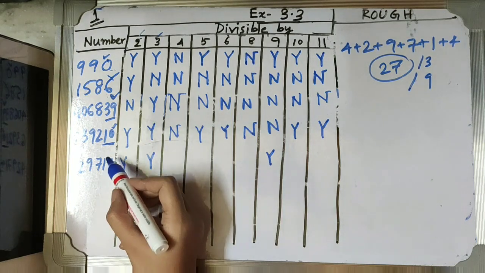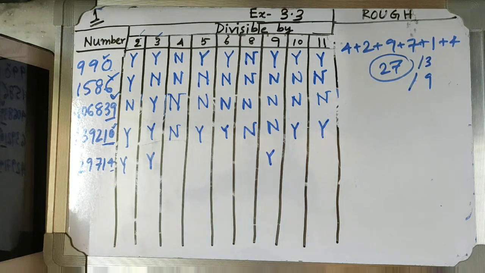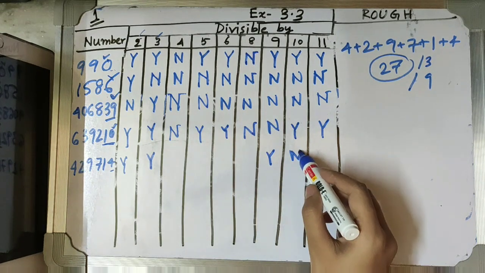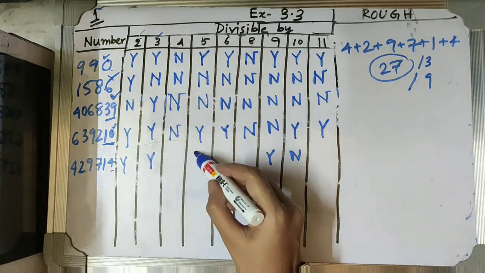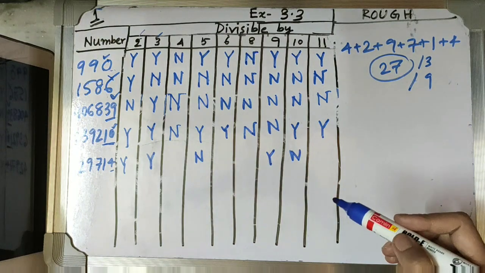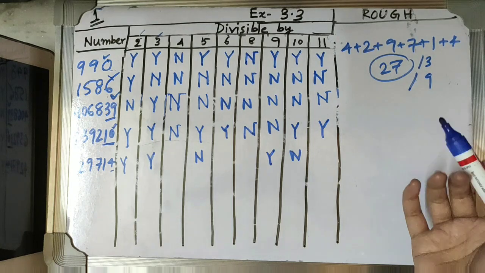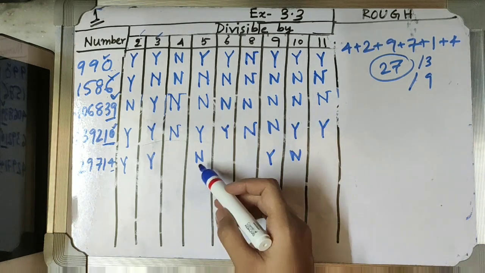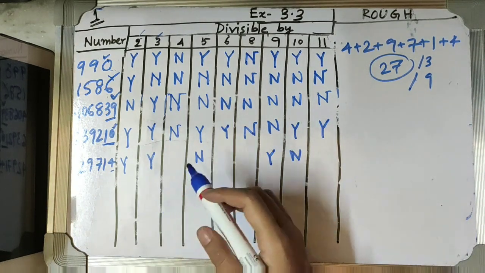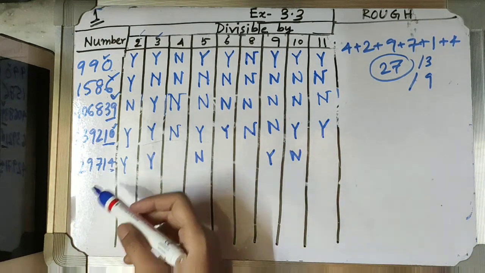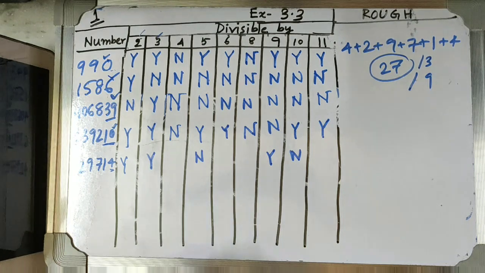Okay, now it does not have 0 at its unit place, so it is not divisible by 10. Since it is not divisible by 10, it is not divisible by 5, because 5 is also a factor of 10. If the number is not divisible by 10, how can it be divisible by 5? It also does not have 5 or 0 at its unit place, so this number is not divisible by 5.